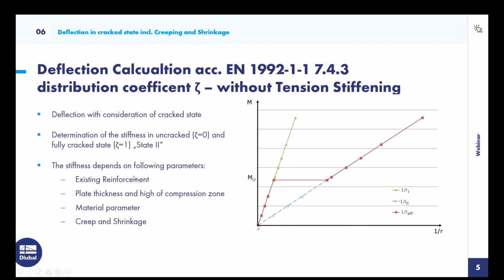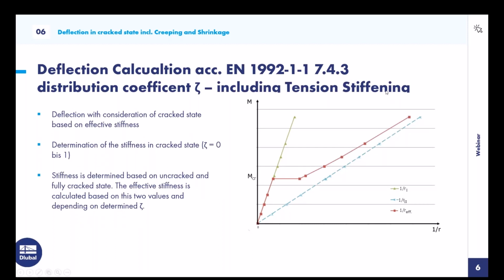The stiffness itself depends on different parameters like existing reinforcement. This is also the reason why I did here some, let's say, more accurate input for the existing reinforcement. It depends also on the plate thickness, also on the height of the compression zone, material parameters, and of course also creeping and shrinkage. I have also the option to use the calculation including tension stiffening. This is our default setting, so if you do not change it, the program automatically always calculates the deflection considering the effect of tension stiffening.